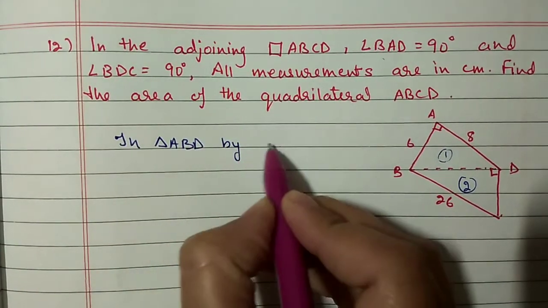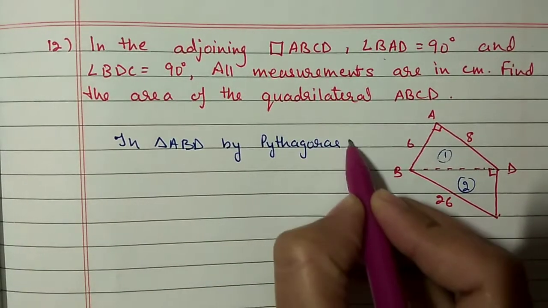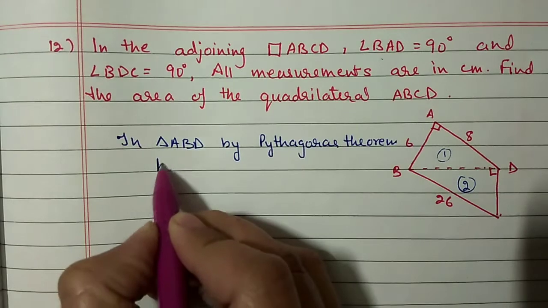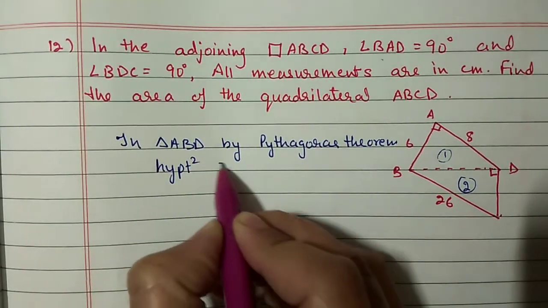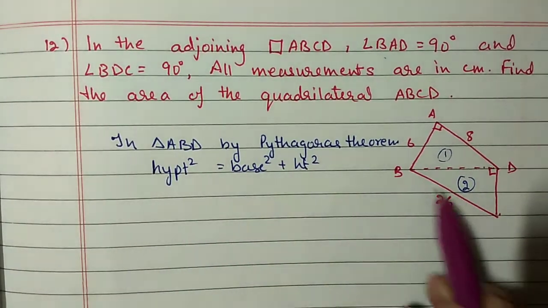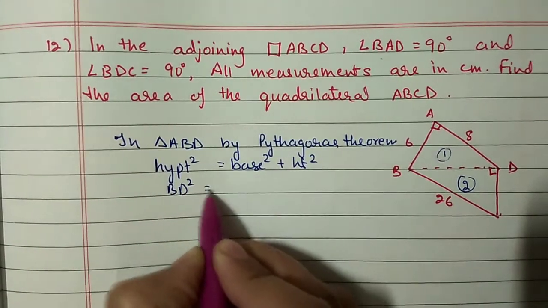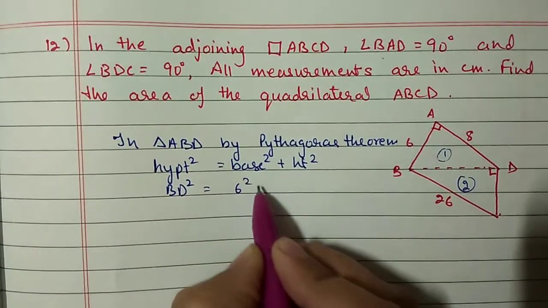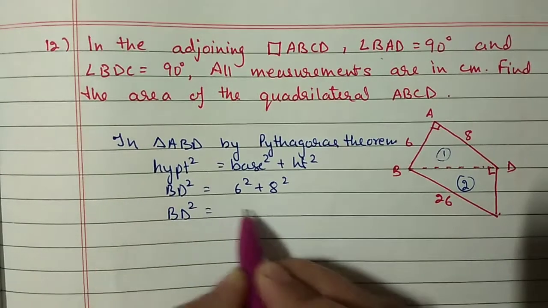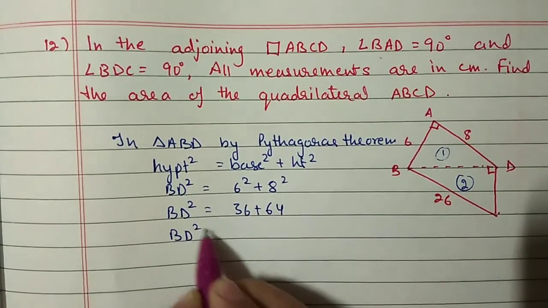So first, in triangle ABD, by Pythagoras theorem, hypotenuse square is equal to base square plus height square. Hypotenuse is this side opposite to 90 degree, BD. Base you can take any one, 6, and height you can take other side, 8. So BD square is equal to 36 plus 64, which is equal to 100.